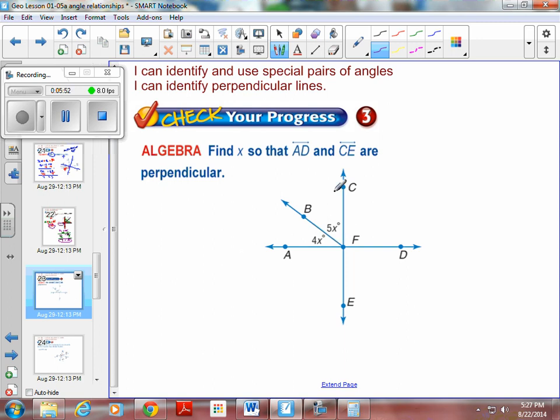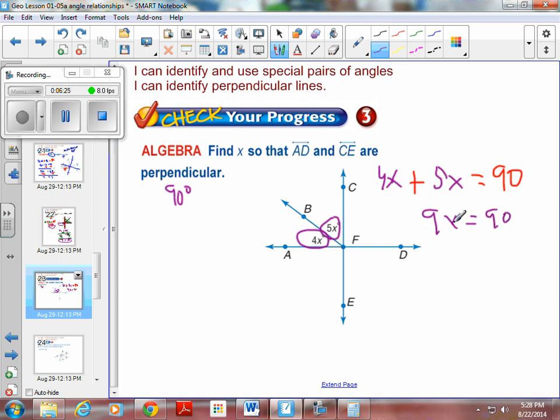Okay, hopefully you've done this. We know that AD and CE are perpendicular, which means 90 degrees. And so adding these two together should give us 90 degrees. So I'm going to add 4x plus 5x, and that should be equal to 90 degrees. Pretty easy problem. 4x plus 5x is 9x equals 90. So x has to be equal to 10. That's all it asks us to do, was find x, so we are done.